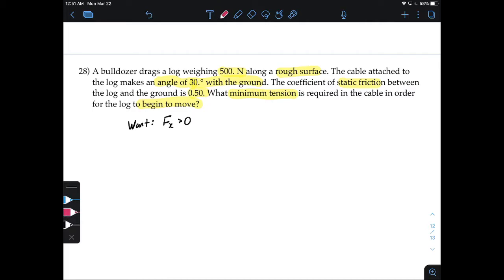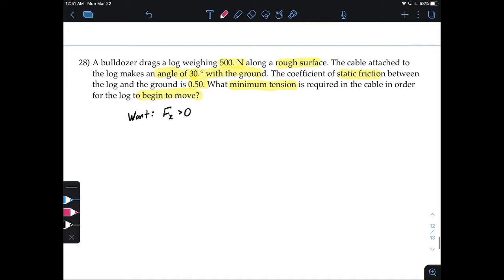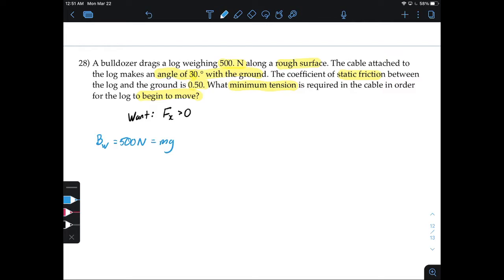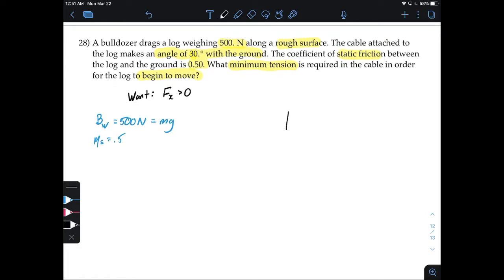Now let us define some variables. To make it a little easier on ourselves, the bulldozer weight is equal to 500 newtons. That's equal to mg. I just want to keep in mind that that's mg. We have our coefficient of static friction to be 0.5. We don't have any tensions. We don't know any tensions.